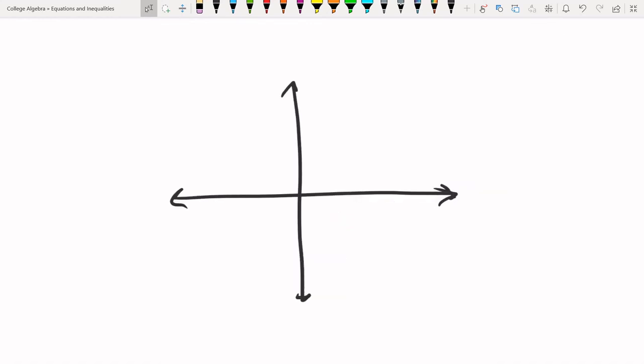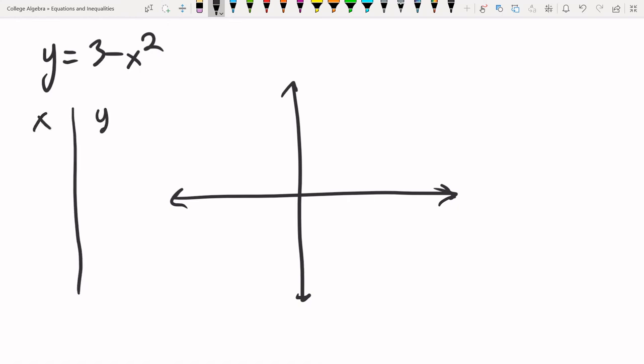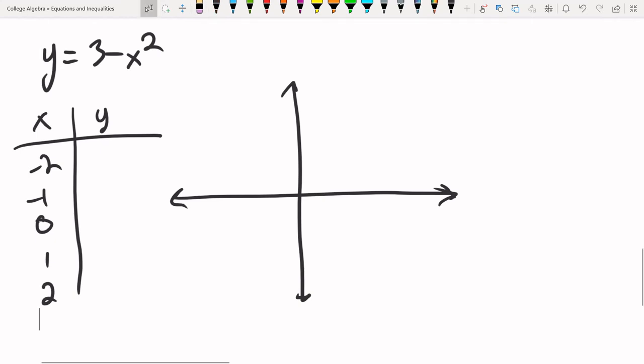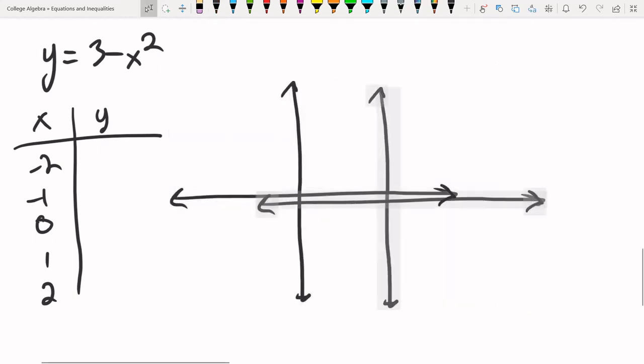All right, here we've got a fresh coordinate system. Let's look at the graph of y = 3 - x². So I'm going to create a table of values. If you don't know where to start, probably a good place to start is right around 0. I'm going to start with 0. I'm going to go 2 back and 2 forward.